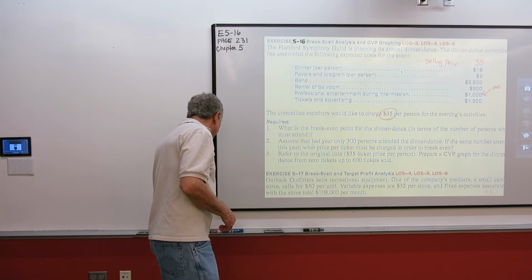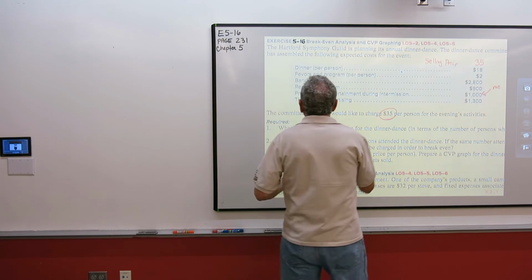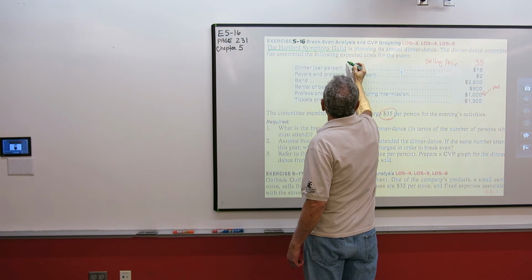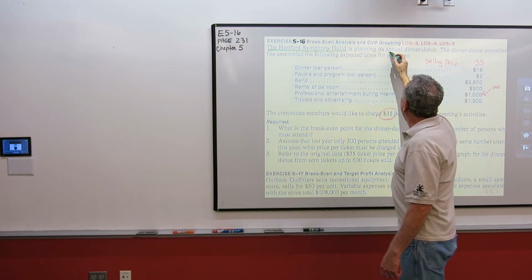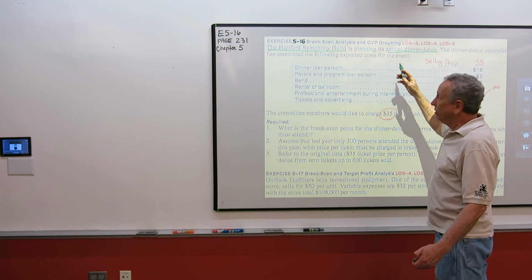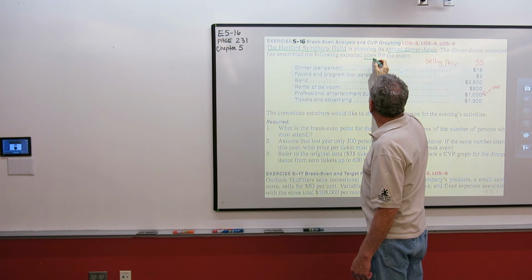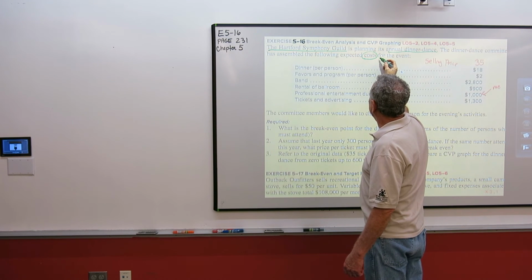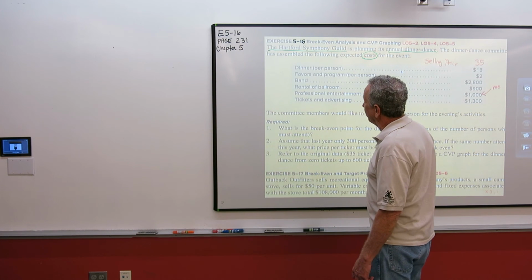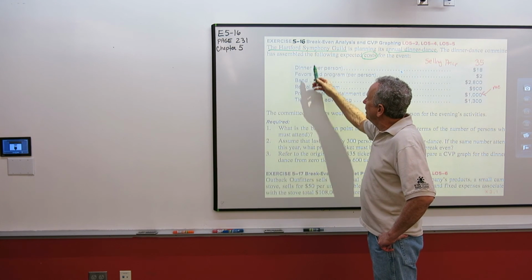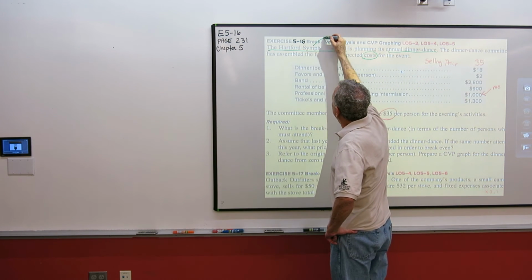And in this situation, they've got some place called the Hartford Symphony Guild, and they're planning to have an annual dinner dance. The dinner dance committee has assembled the following costs. And actually, there's not just costs, but they're working on volume. I want you guys to think about this, though. If you can, just think about this maybe being what?